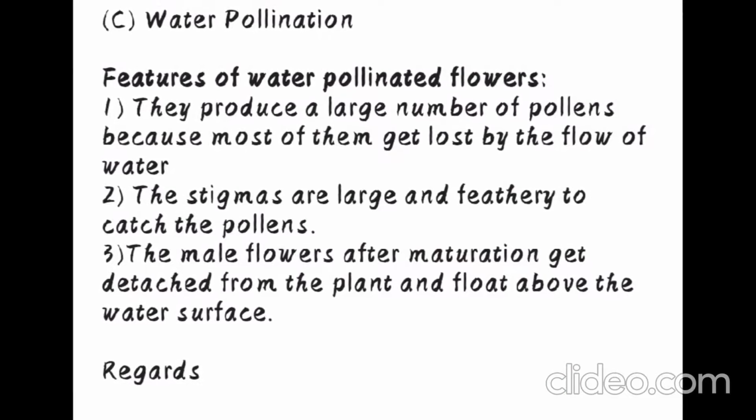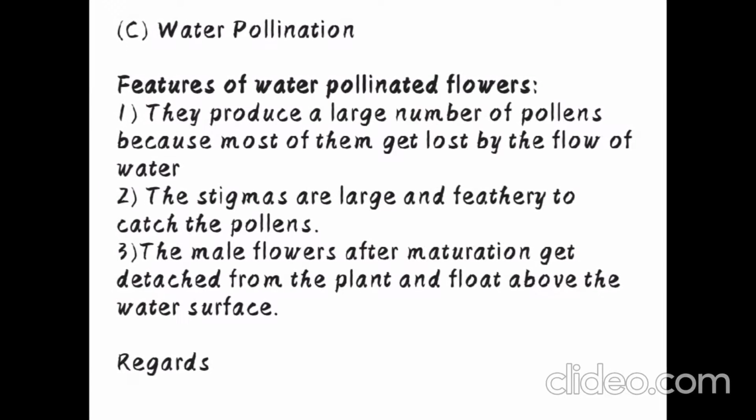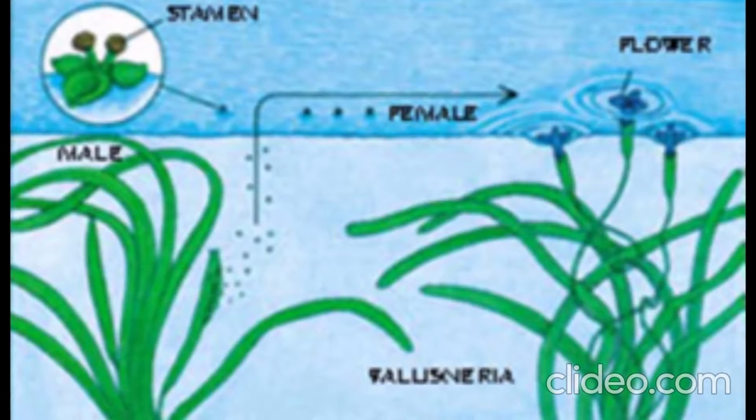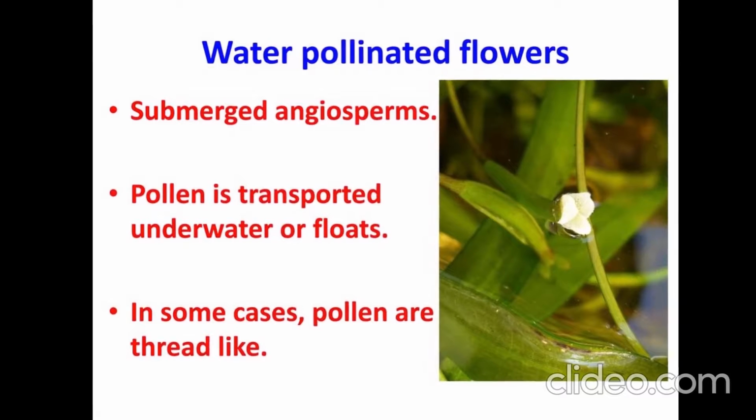Characteristics of water-pollinated flowers. Flowers are small and light so that they can easily float on water. Male and female flowers are borne on separate plants. Pollen grains are produced in large numbers.